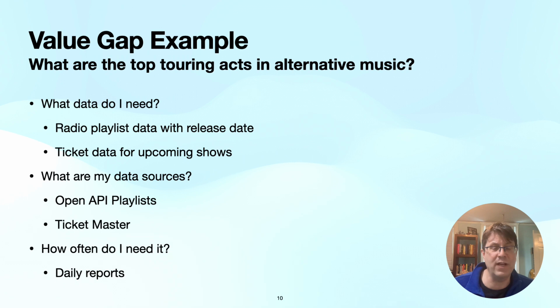So what data do I need? I would need radio playlist data with the release date, so I could get a feeling for what's popular on alternative radio and what some of the hot new artists are. I can also integrate that data with ticketing data using SeatGeek for upcoming shows. And finally, what are my data sources? Basically, Open API playlists, SeatGeek or Ticketmaster. And how often do I need it? I think I probably want daily reports.